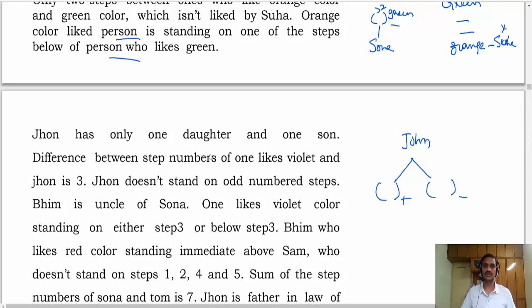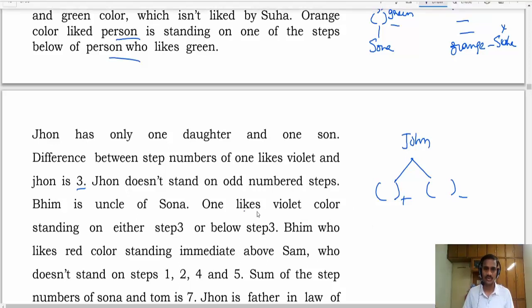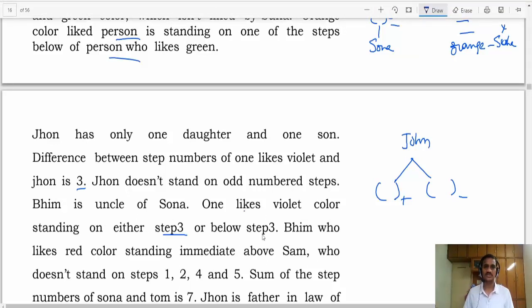And the difference between the step numbers of the one who likes Violet and John is 3. And the one who likes violet color is standing on the 3rd step or below the 3rd step. 3 or lesser than 3.